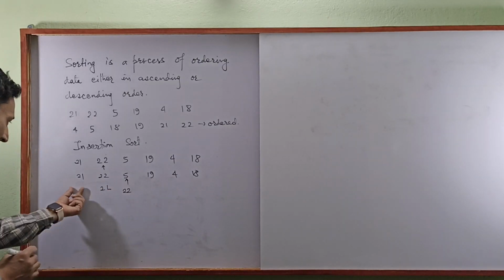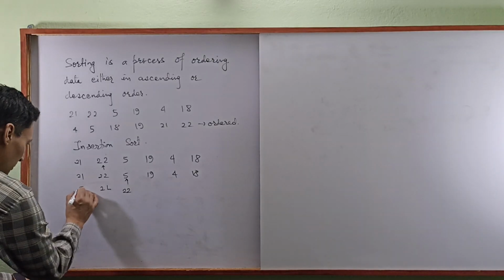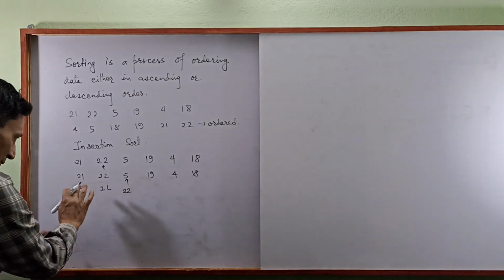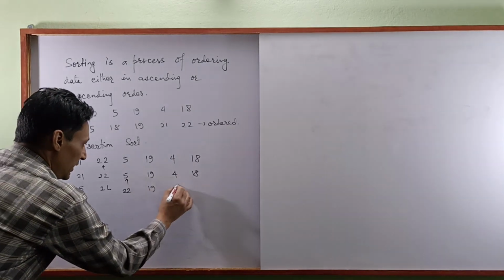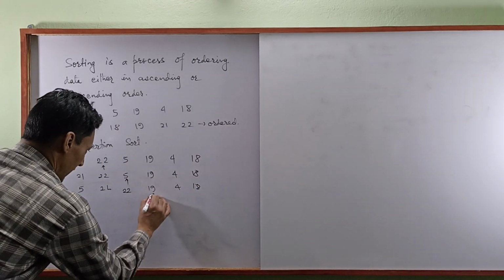Okay. Now before 21 there is nothing. So we'll bring this 5 to this place. We'll insert this 5 to this place. Okay. And the remaining elements will be copied like this. Now we'll be moving the pointer here to another element.